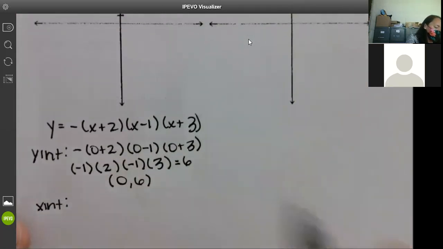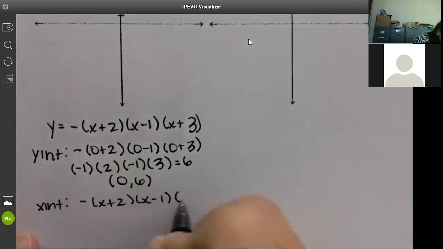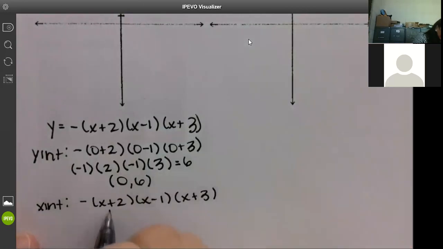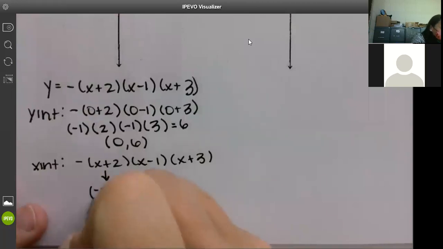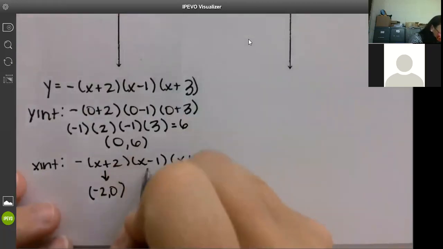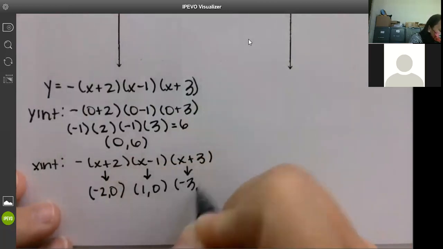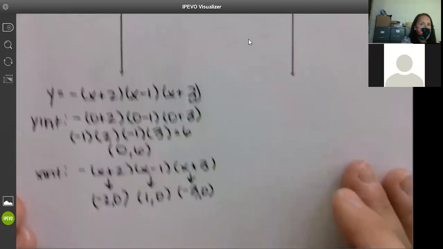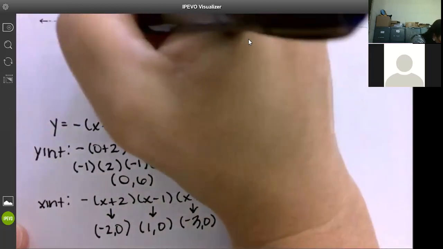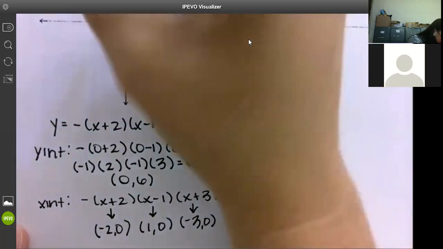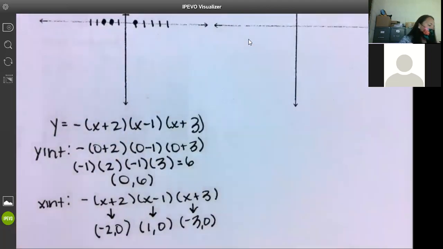So our x-intercepts come from our function again. What is this x-intercept? -2, and as a coordinate is -2, 0. What's your next one? 1, 0. And your last one? -3, 0. I'm going to plot all those: -2, 0, 1, 0, and -3, 0.